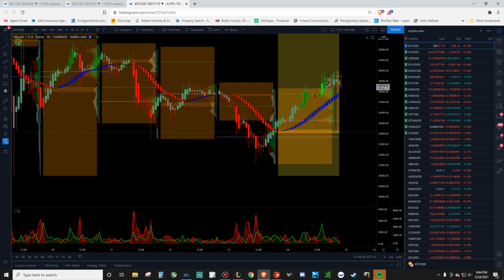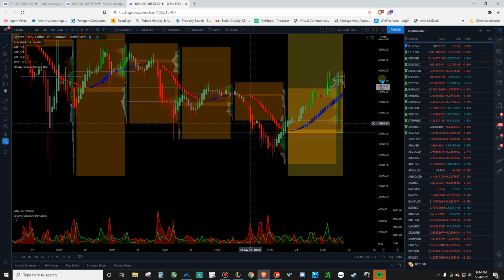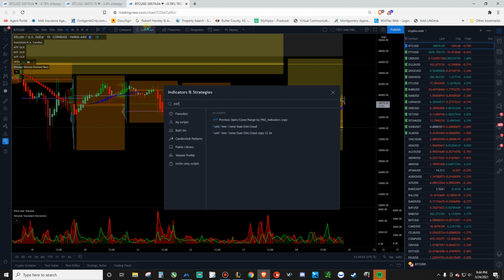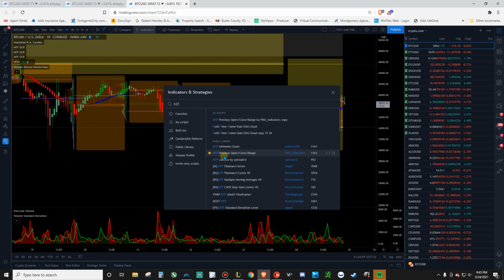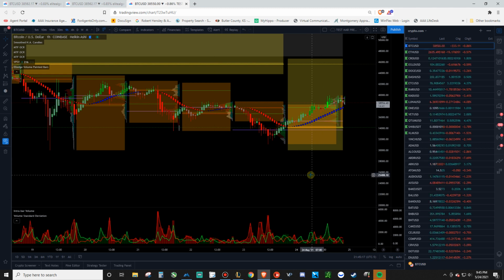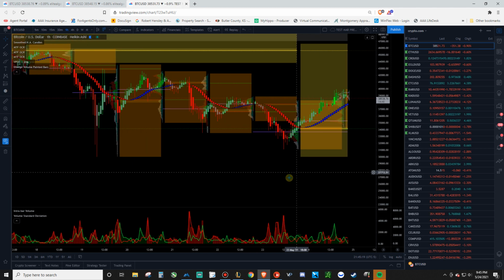Okay, so what we're going to talk about real quick is this indicator, MTF OCR. It's my new favorite thing. It's the multiple time frame previous open, close, and range by Pro Indicators, and they actually have a website with a really interesting looking indicator system, but it's really complicated. I think it could work really well, but it would take a lot of learning, and I'm just not. I like this system best. So I wanted to go over this real quick.